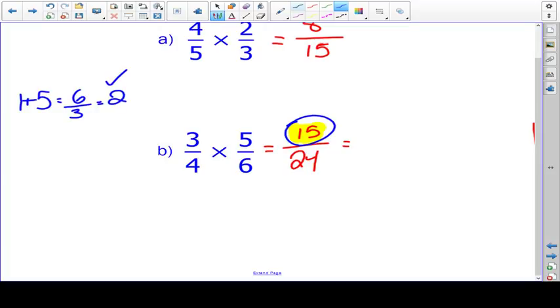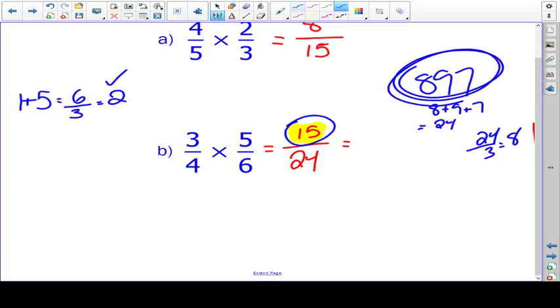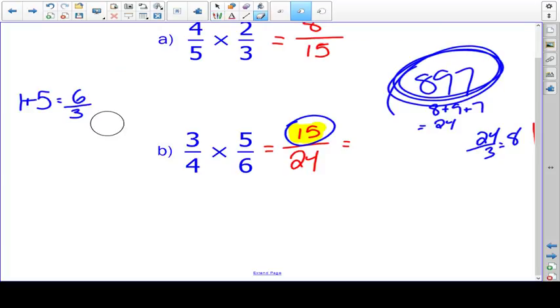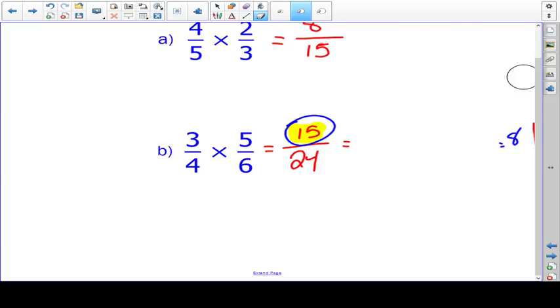So if you ever want to know, hey, look, is 8907 divisible by 3? Well, just take the digits and add them up together. You get 24. 24 is divisible by 3. So that number there is divisible by 3. That's a little trick. Now that trick only works for divisibility by 3. So don't think you can do that for divisibility by 4, by 5, by 6. It only works for 3.